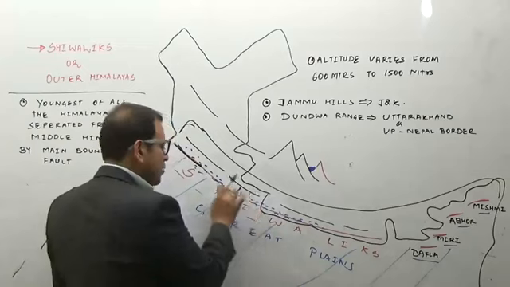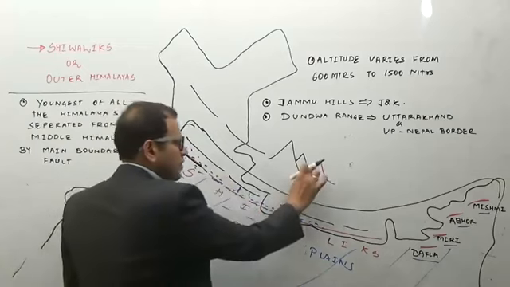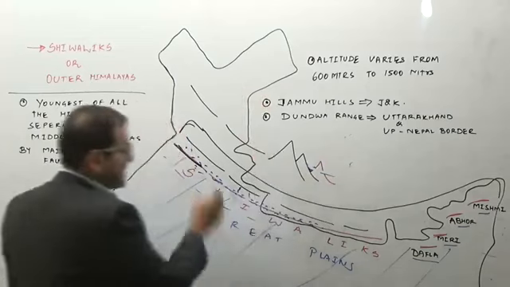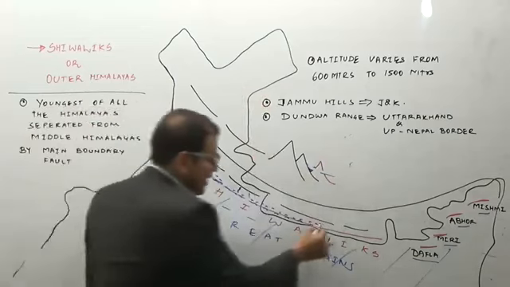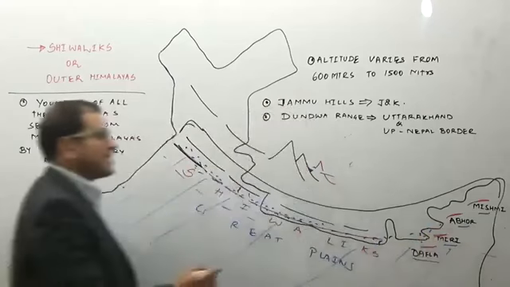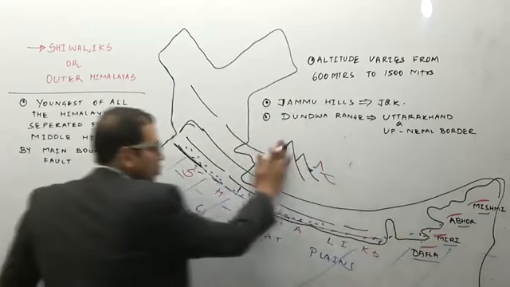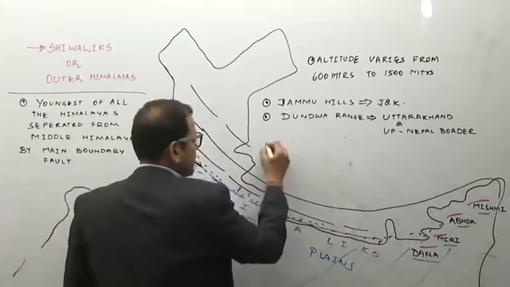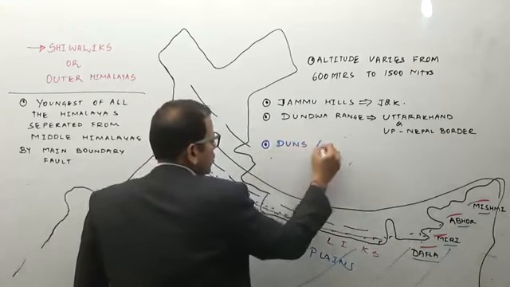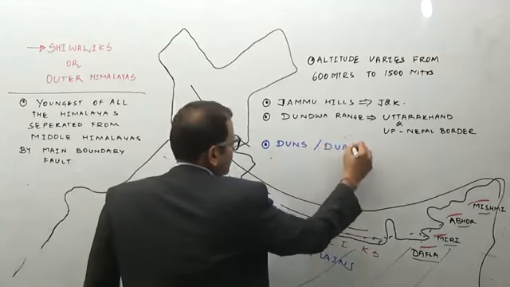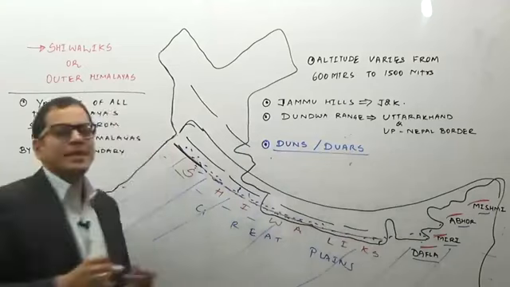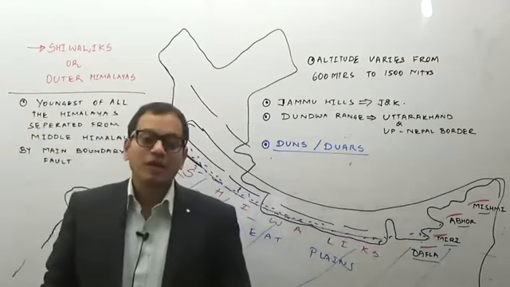After that, rivers could cut through the Shivalik ranges. The rivers went away, but the sediments remained. These sediments are formed all along the foothills of the Shivaliks, and these sediments are known as dunes in the west, or duars in the east. Dunes or duars. Now the question will be, what are dunes and what are duars?